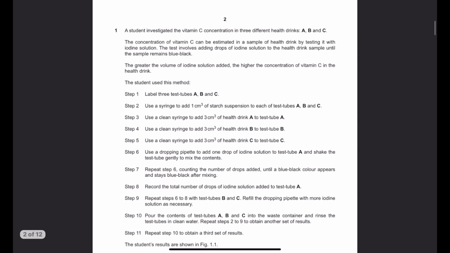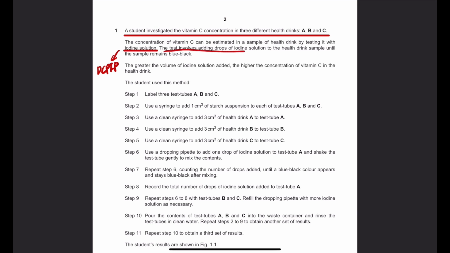Okay, so number 1. A student investigated the vitamin C concentration in 3 different health drinks, A, B, and C. The concentration of vitamin C can be estimated in a sample of health drink by testing it with iodine solution. Usually, paper 6 gives out the DCPIP as the testing solution, but in this case, it was given iodine solution. The test involves adding drops of iodine solution to health drink sample until the sample remains blue-black.